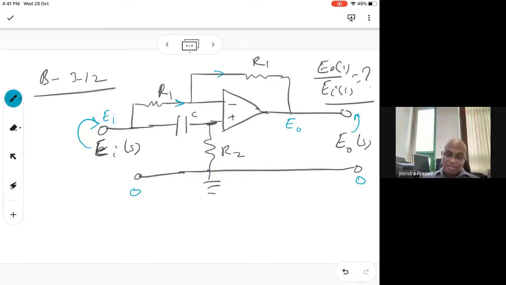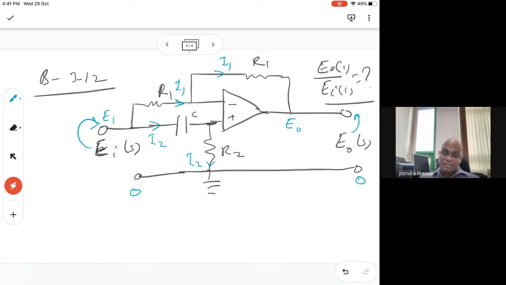Let us call it I1, right? So the same I1 will flow from here to here, and if you say I2, the same I2 will flow from here to here. So I2 goes like this and I1 goes like this. There is no current flowing through this. So this is what the condition is, and that we have to analyze. And how will you do the analysis? We equate this voltage and this voltage, and then we are done.